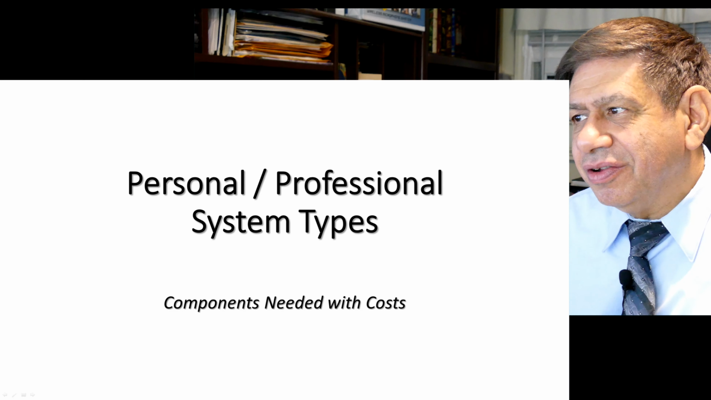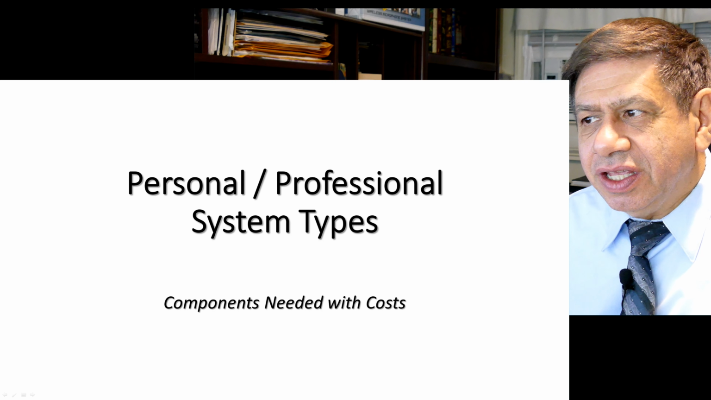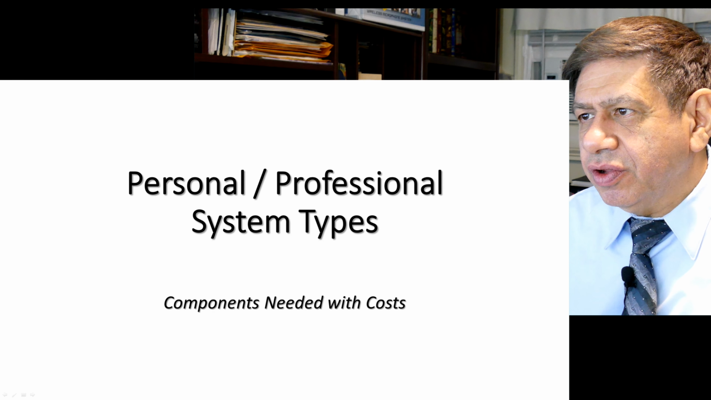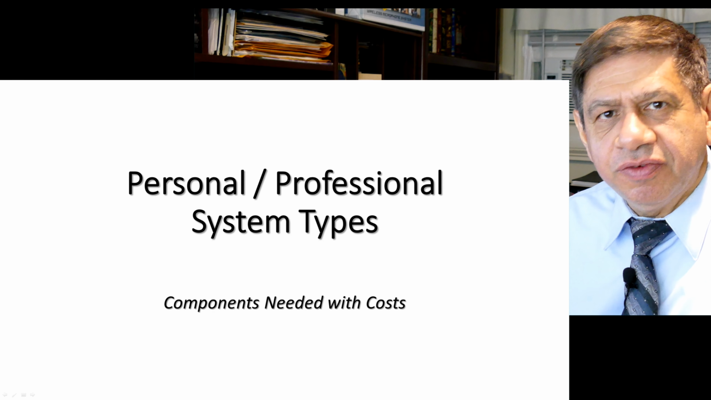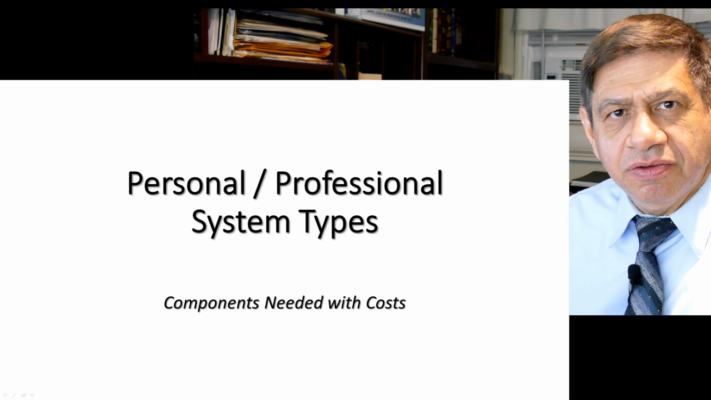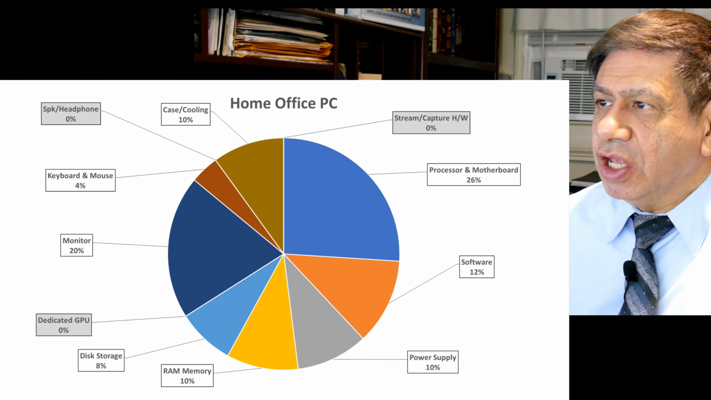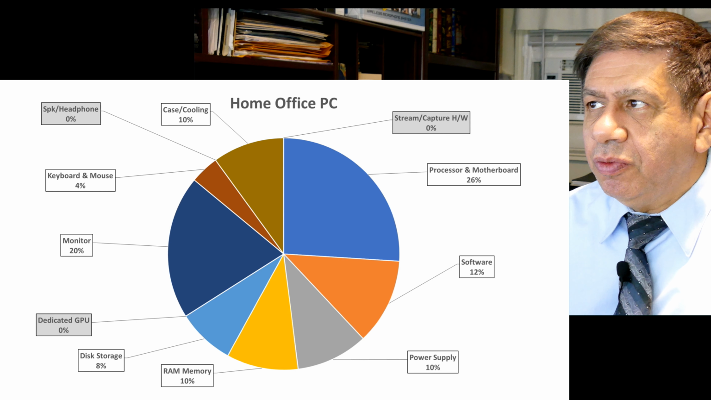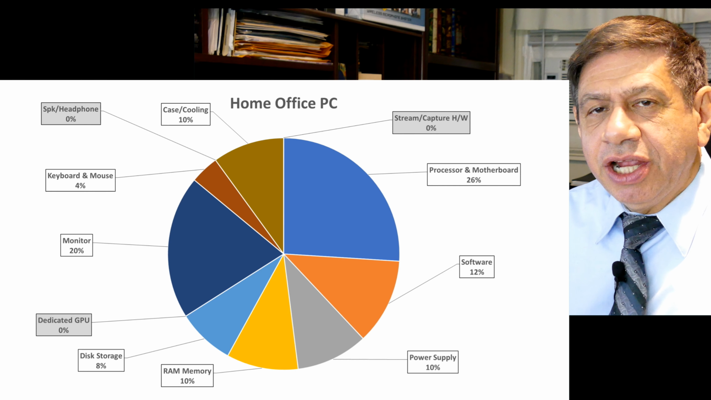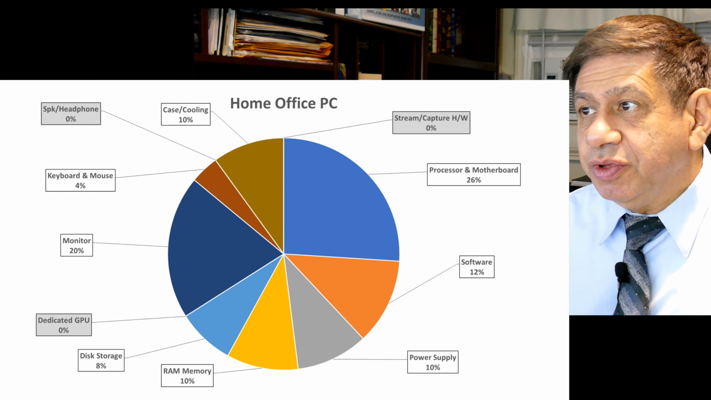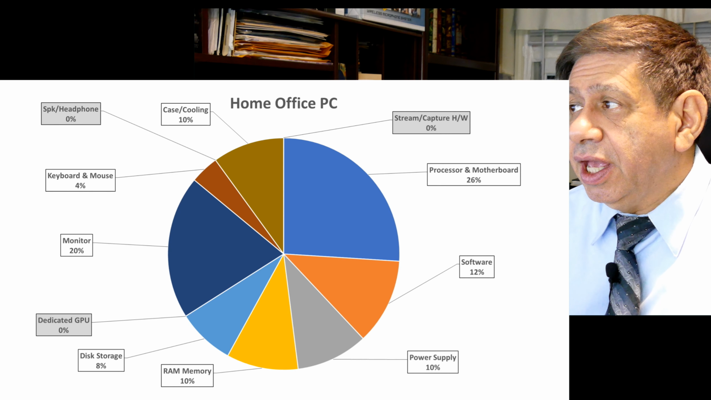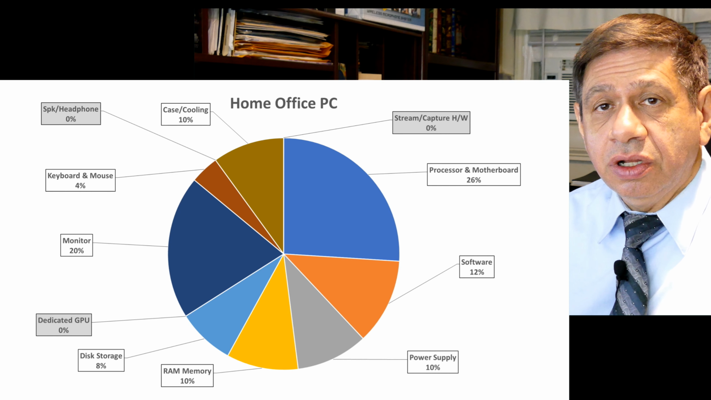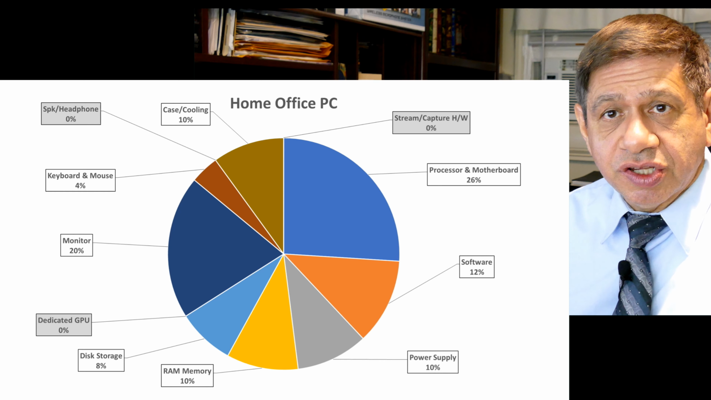So without any further ado, off to my right is a quick little presentation showing some details about what differentiates different types of PC systems. The first one I'm going to show is the home office PC. This pie chart illustrates the distribution of the various components that you would put into it, both hardware and software, and their associated percentage of the total cost.